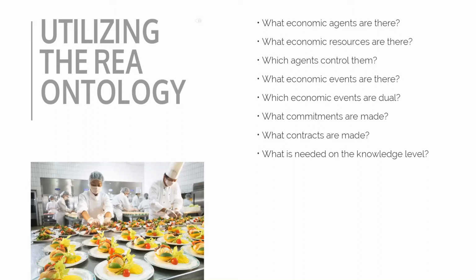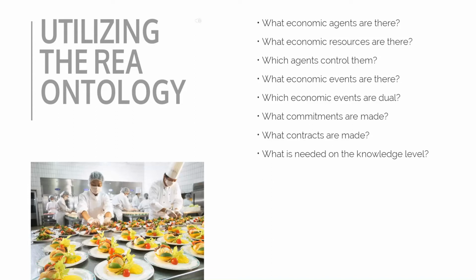The schema is built up gradually by answering a number of questions. What economic agents are there? What economic resources are there? Which agents control them? What economic events are there? Which economic events are dual? What commitments are made? What contracts are made? What is needed on the knowledge level? And we answer these questions and add classes to the UML diagram successively.